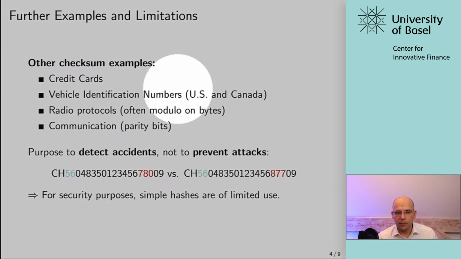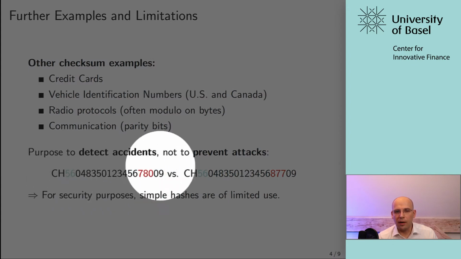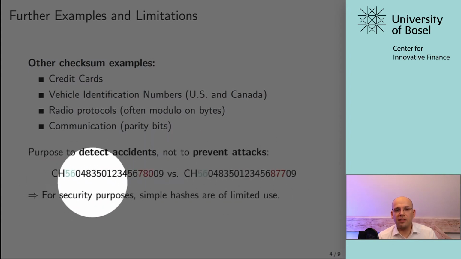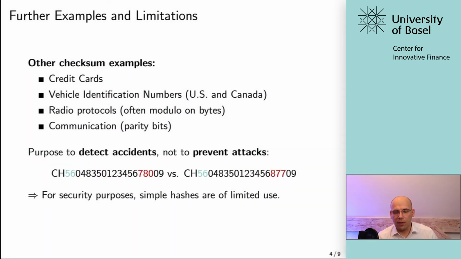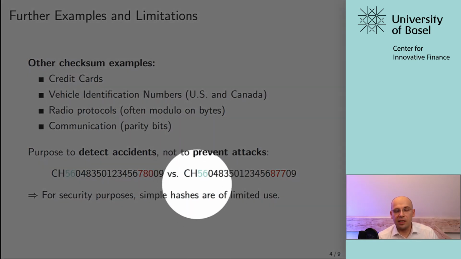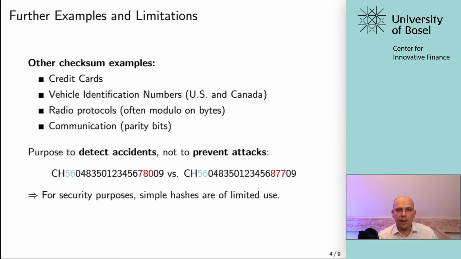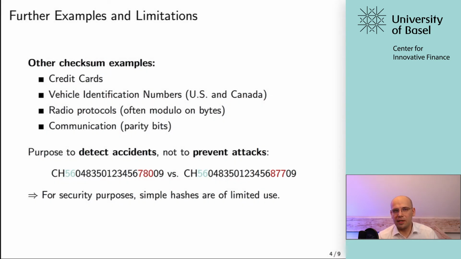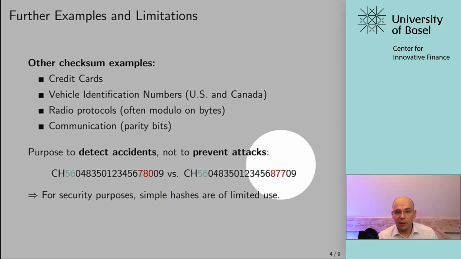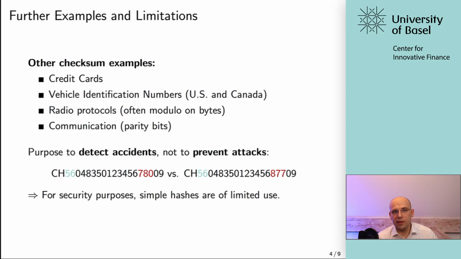For example, here in both cases, that's the original IBAN and that's the manipulated one. Both of these have a checksum of 56, and it's actually quite easy to come up with an IBAN where you change some of the characters and still end up with the same checksum. So that's not to prevent an attack. A dedicated attacker could still manipulate the IBAN in a way that would result in the same checksum. It's really just for typos, when something goes wrong by accident and somebody didn't take care and just messes up some of the letters or some of the numbers, okay? For security purposes, these simple hashes are of limited use, and there you need something else.